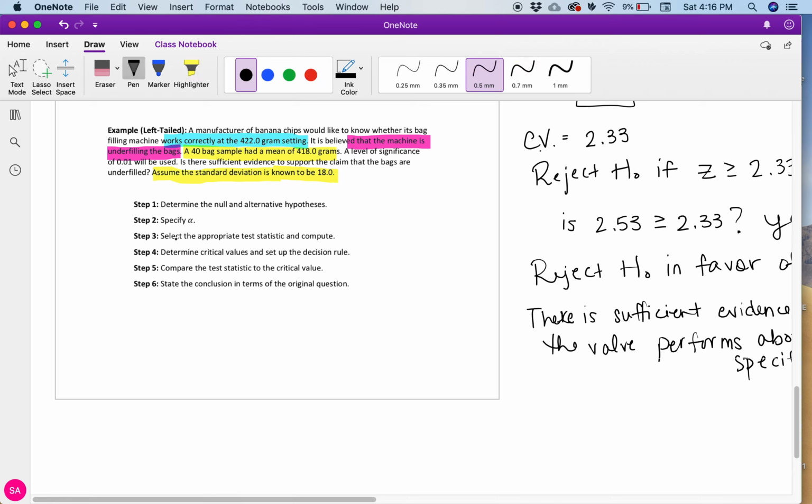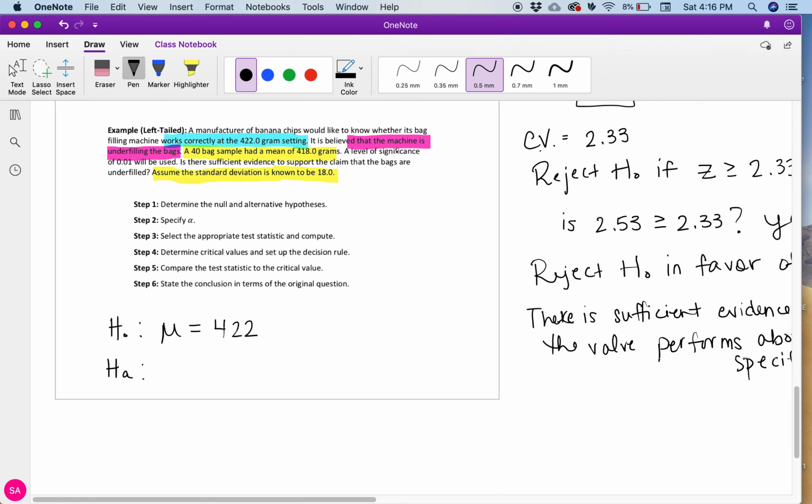All right, so let's do the test. Step one, first thing you always got to do is set up your hypotheses. So let's go ahead and do that. We know the null is going to be mu equals, and then what value? We found that in the first sentence. They want to know if the machine is working correctly, as in working as designed at the 422 gram setting. So is the mean 422 grams?